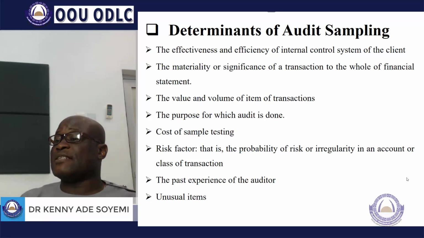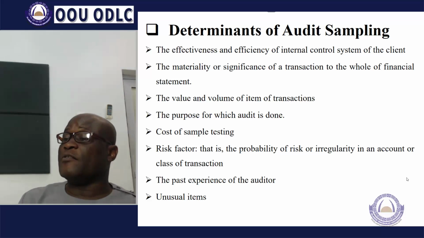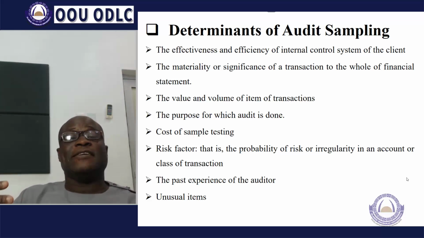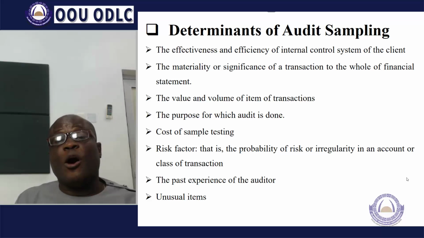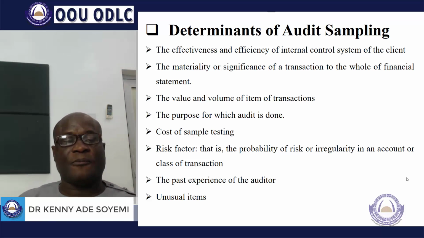For instance, cash receipts and payments offer greater scope for commission of irregularities, and therefore require more intensive and extensive sample testing than other accounts where the degree of risk involved may be relatively low. So in other words, the higher the risk, the higher the chances of increasing your sample size, or perhaps you want to dump audit sampling and do 100% selection.